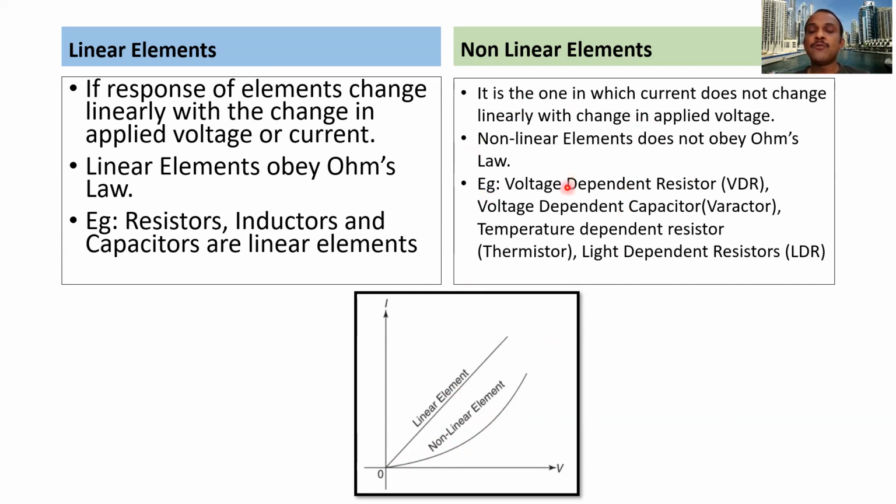What are the examples? Voltage dependent resistors, commonly called VDR, and voltage dependent capacitors, very commonly called varactors. Next is the temperature dependent resistor, which is called a thermistor, and later LDRs, light dependent resistors. These are a few examples of non-linear elements.